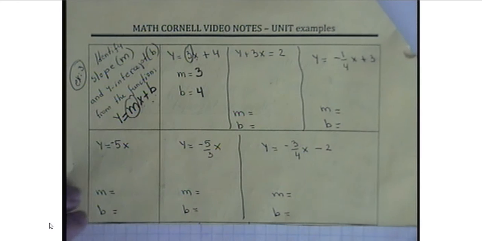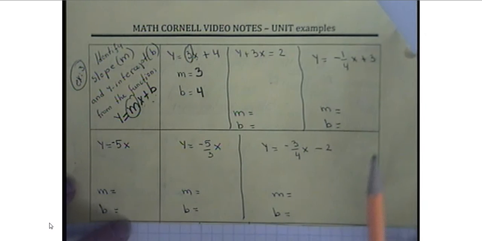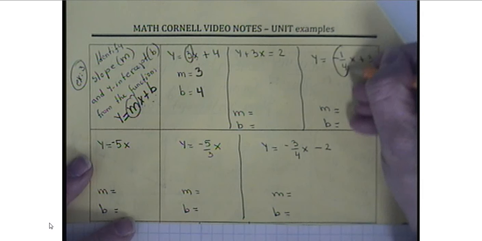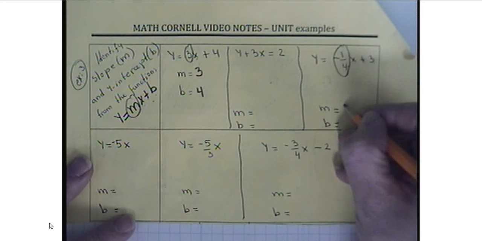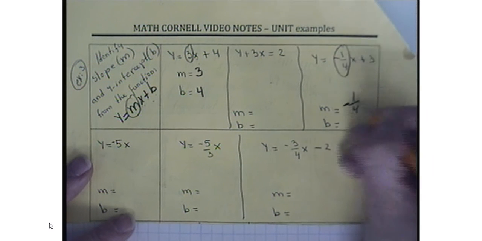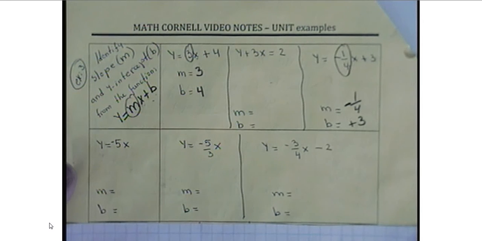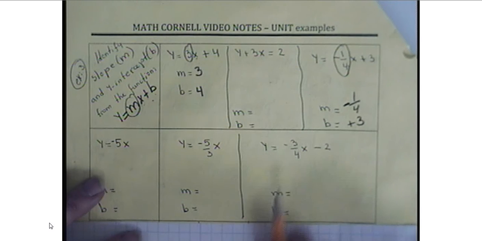If we have an example like this one, let's do another similar one. So we have negative 1/4 that goes with x. Negative 1/4 will be the slope. And then we have positive 3 that will be my b. If I keep moving down here, we have the same situation.